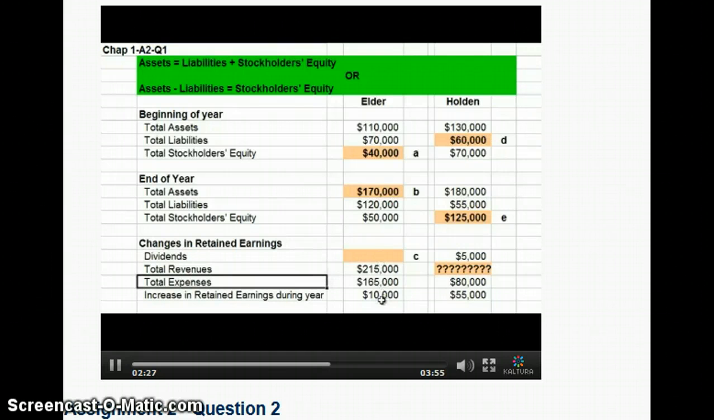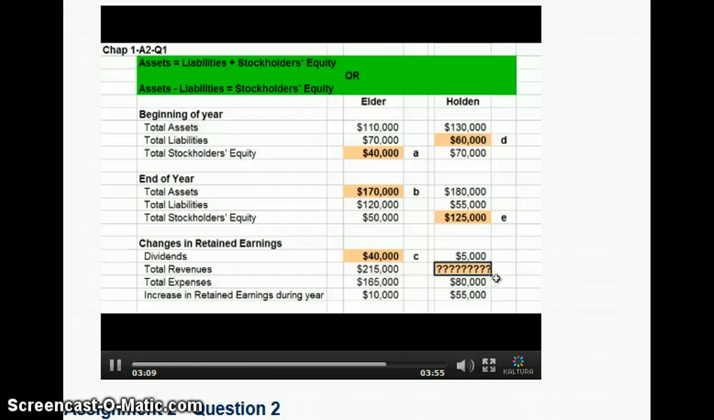So if dividends had been zero, this number right here, instead of being 10,000, would have been 50. So something caused retained earnings only to go up by 10, despite the $50,000 of net income. So what number subtracted from 50 would give us 10? Well, it's 40,000. Okay, so our dividends must have been $40,000. Another way to look at this, the increase in retained earnings tells us that net income was $10,000 greater than our dividends. So if net income was 50,000, dividends had to be 40.